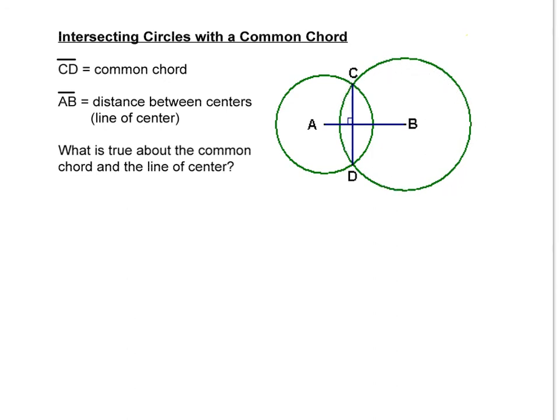Okay, but these two circles, they do intersect, and therefore, anytime two circles intersect, they have a common chord. That would be CD. It is a common chord, and the line of center, the distance between the two centers, is a line of center. Okay, certainly the line of center is always going to be perpendicular to the common chord, and the common chord, of course, is also bisected, so this piece is congruent to this piece.